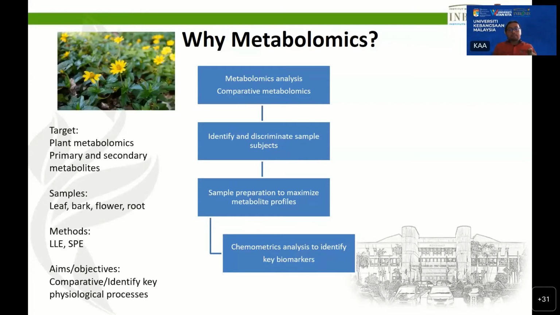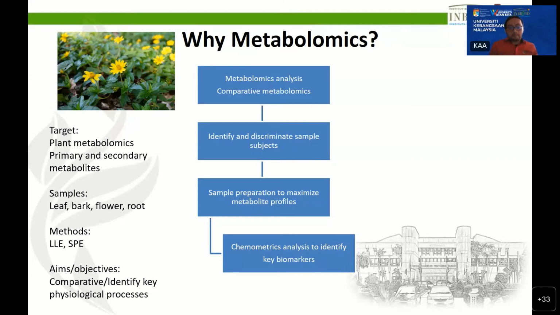Now, there are two subjects that we are going to talk about in this webinar. The first one is plant metabolomics. What are the targets when we do plant metabolomics? Of course, we want to capture both primary and secondary metabolites. Primary metabolites are the core metabolites that are very important for the development or growth of the plant itself, whereas secondary metabolites are more towards the defense mechanism of the plants toward environmental stimuli or infection by pathogens, etc.